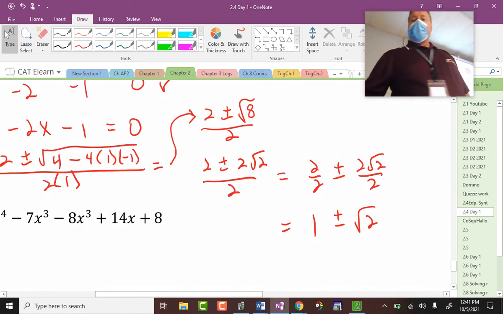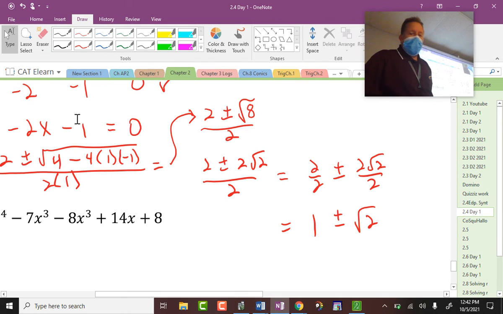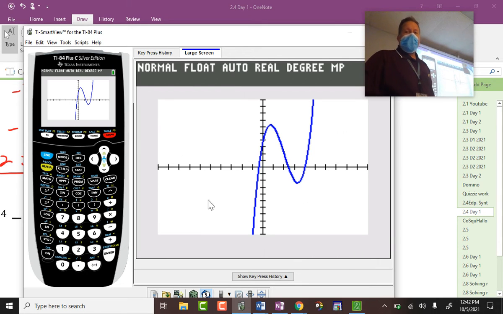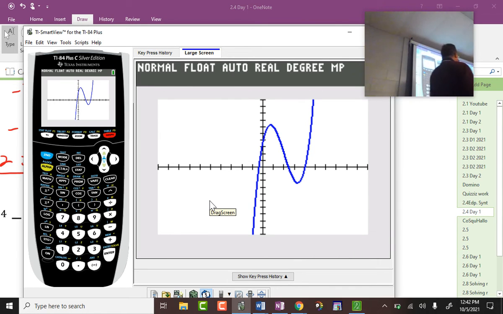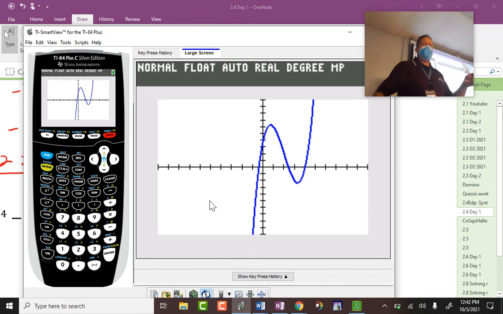By the way, root 2 is 1.414. I think I said a wrong thing last hour. And then when we look at this graph, 1 plus 1.41 is 2.414. 1 minus 1.41 is negative 0.414. So you can't have decimal zeros. You have to understand that. Those are actually still x-intercepts. They're just ones I don't know the exact for.